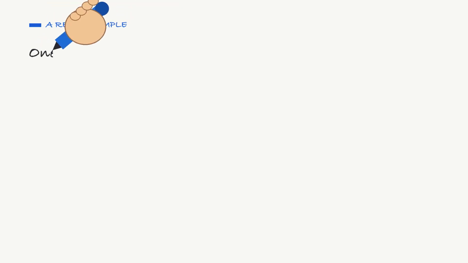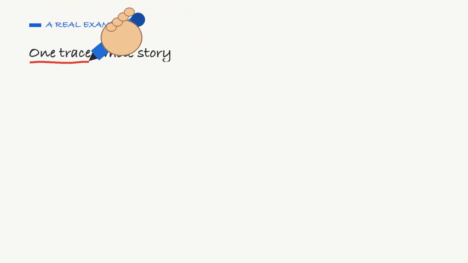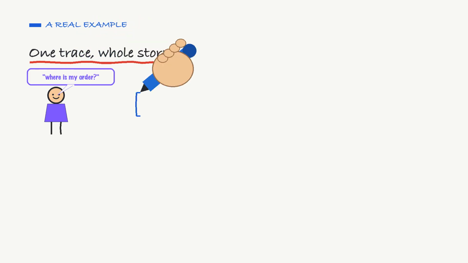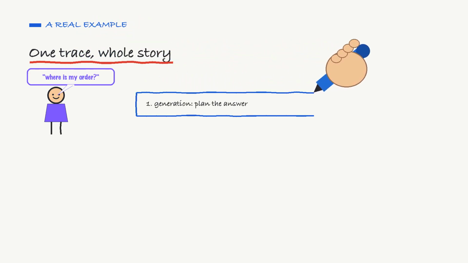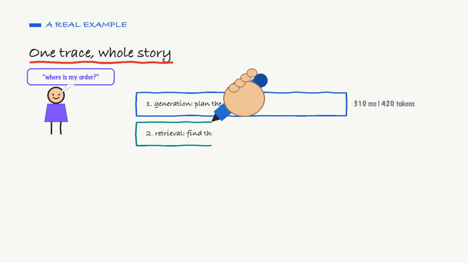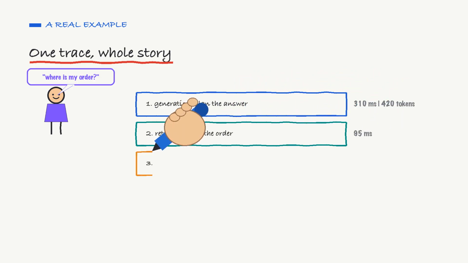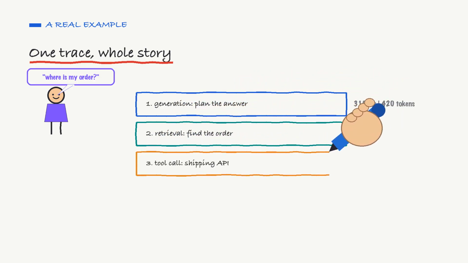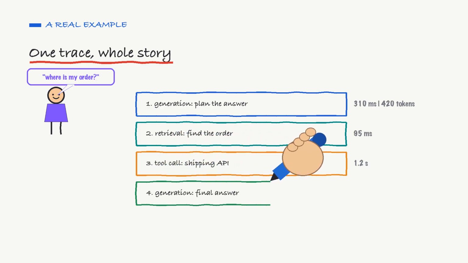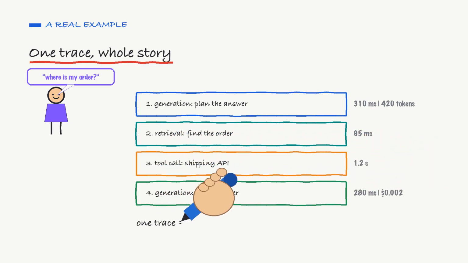Let's watch it work. A customer asks our support agent, "Where is my order?" In Langfuse, one trace appears with 4 observations. A generation that plans the answer, a retrieval that finds the order, a tool call to the shipping API, 1.2 seconds by the way, and a final generation that writes the reply with its exact cost. The whole story on one screen.